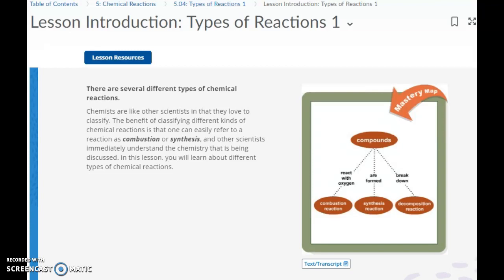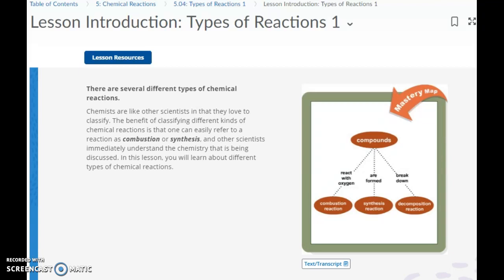There are several different types of chemical reactions. Chemists are like other scientists in that they love to classify. The benefit of classifying different kinds of chemical reactions is that one can easily refer to a reaction as a combustion or synthesis, and other scientists immediately understand the chemistry that is being discussed.